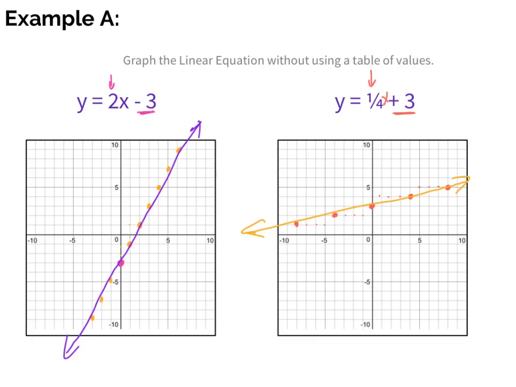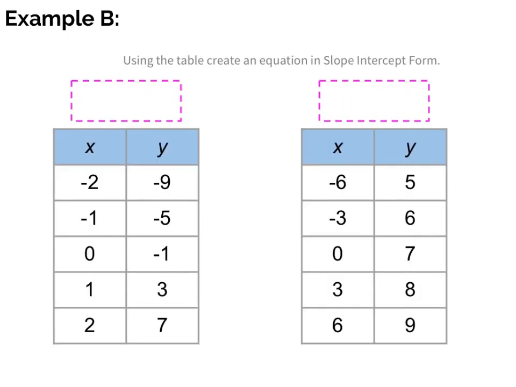Yes, but this is a much faster way to get that done. Now let's make a linear equation using a table. So here in example B, it says using a table, create an equation in slope intercept form. So again, we know the slope intercept form is always going to start with y equals. So I could put y equals for both of my equations there. I know that's where we're going to start.